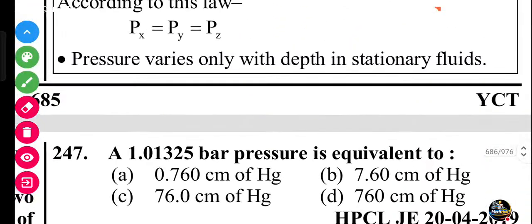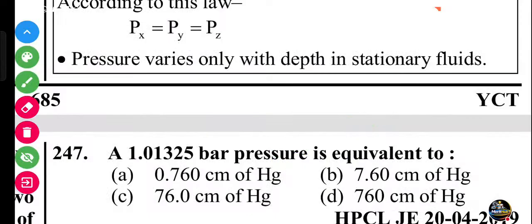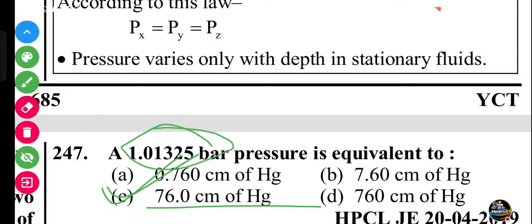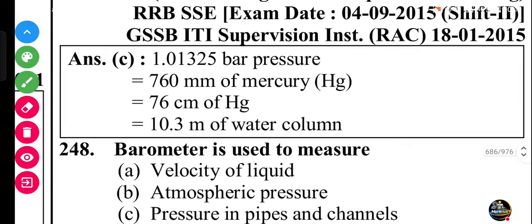Next question, friends. Question number 247. A 1.01325 bar pressure is equivalent to 76 centimeter of Hg. This is one atmospheric pressure, equal to 76 centimeter of Hg. Let's check the answer. Yes, you can see the answer.